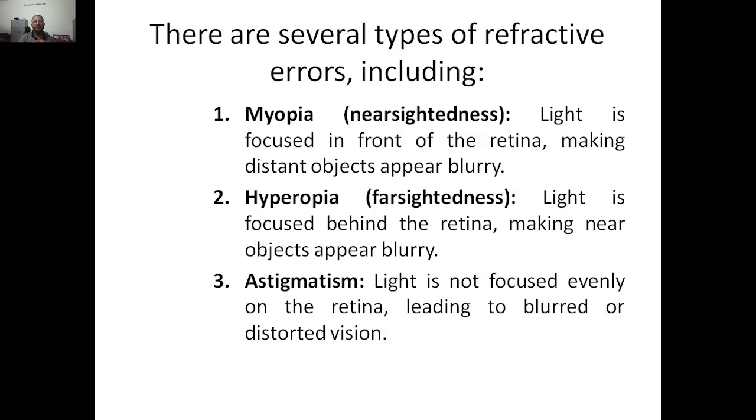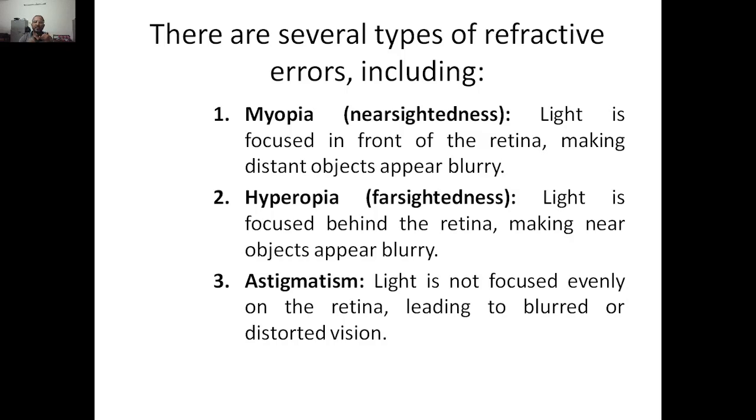Okay, so next we have astigmatism. Astigmatism is nothing but light is not focused evenly on the retina. It is not focused from the front also, from the back also, leading to a blurred image or distorted vision, understanding.